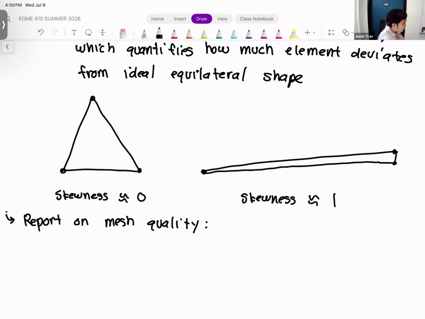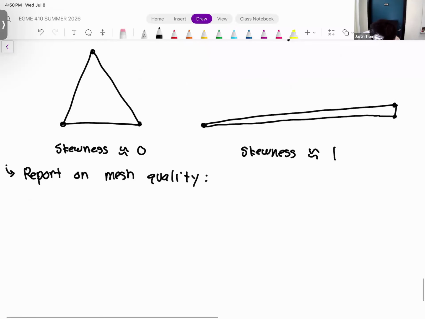Okay. So there's a few different ways that the software usually reports on mesh quality. First of all, it tells you just the very broad statistics. It'll tell you what the minimum skewness is, what the maximum skewness is, as well as the average. So among all the elements in your mesh, it's going to compute these three quantities.